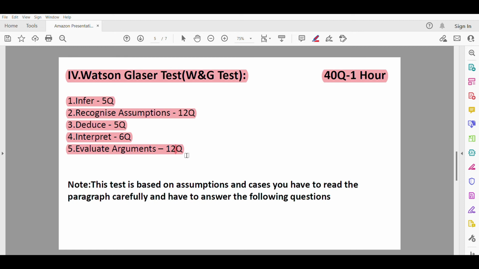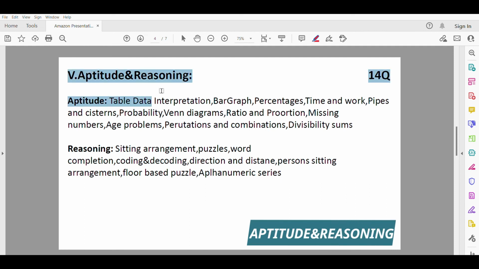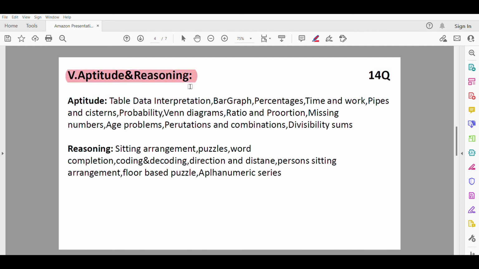You have a note to read. This test is based on assumptions and cases. You have to read the paragraph carefully and answer the questions. Okay, you have to read the paragraph very carefully and answer the following questions. Now, the next test will be aptitude and reasoning. It is a main test for the LMAQ role, quality specialist, and tech ops associate.